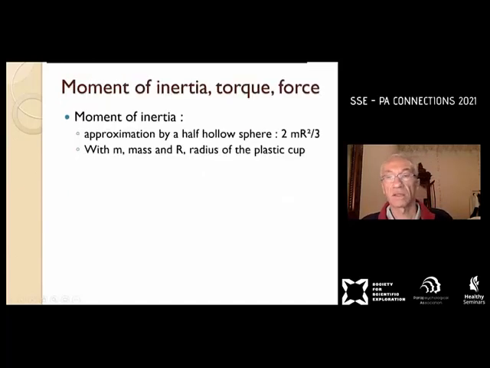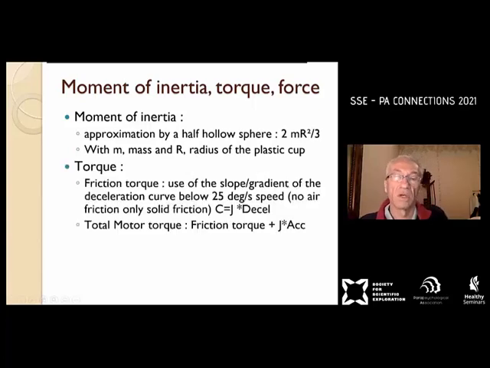So the first thing is to calculate the moment of inertia. For example, for the plastic cup, it's a half hollow sphere. So this is the formula, and you have to know only the radius and the mass. So it's easy.